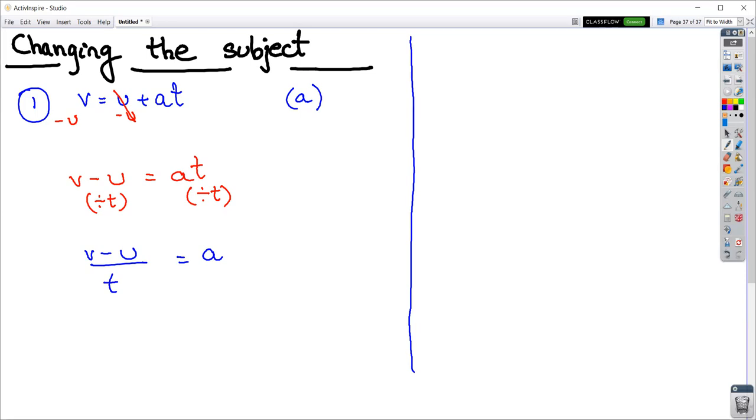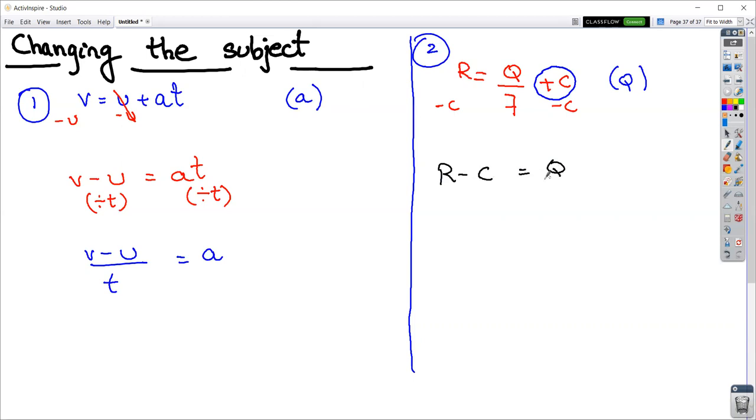Looking to the next example, which is R equals Q over 7 plus C. Now from here, we are trying to make Q the subject. So we are trying to write down Q by itself. We're going to start with what we can shift onto the other side. So we have this plus C, and the inverse of the plus C is to do minus C on both the sides. To do minus C on both the sides, the left-hand side would be R minus C. Then we have Q over 7, and this plus C and minus C will go.